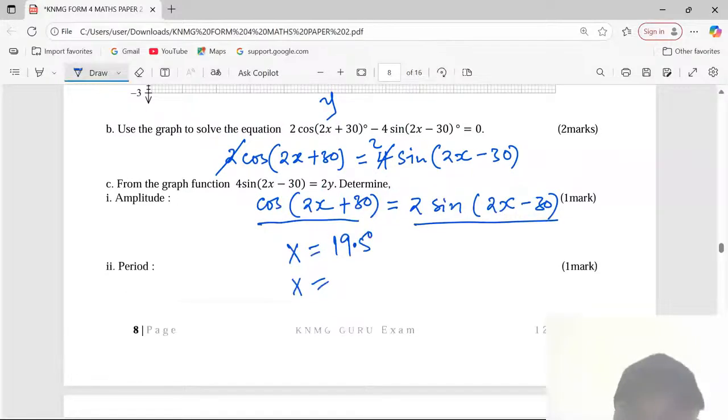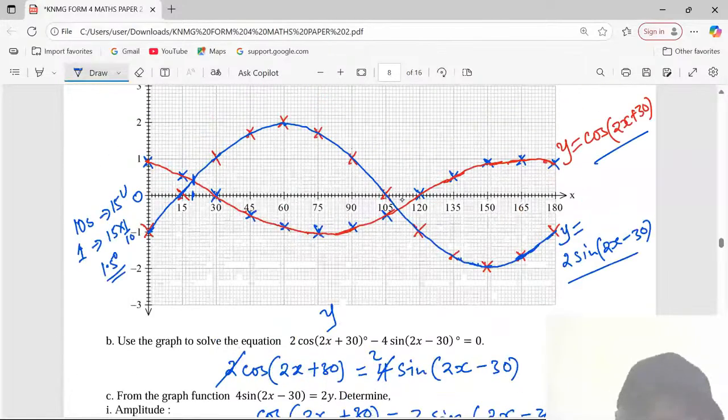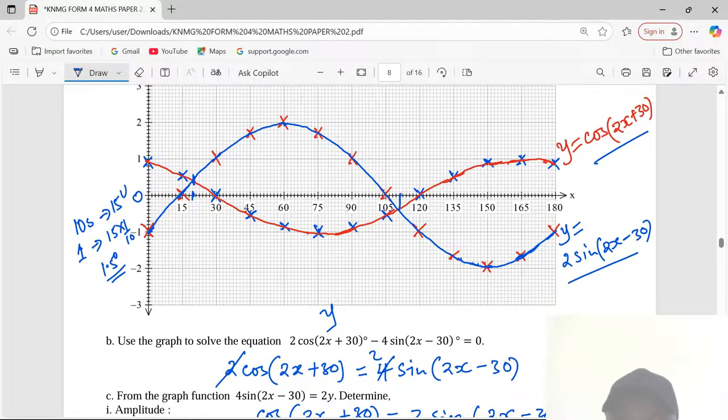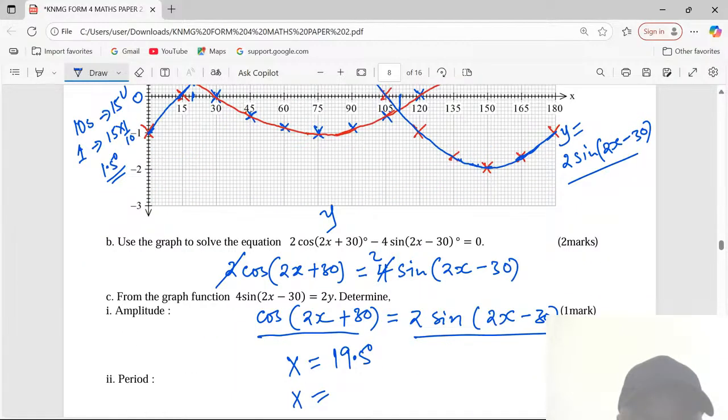Then we go to the second point of intersection. This one. The second point of intersection, and we want to read that. What is that point of intersection? From 105, we have 1.5, 3, 4.5, 6. So we are adding 6, which will take us to 111.